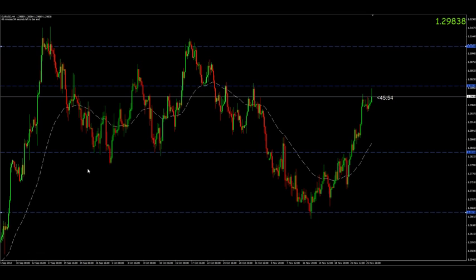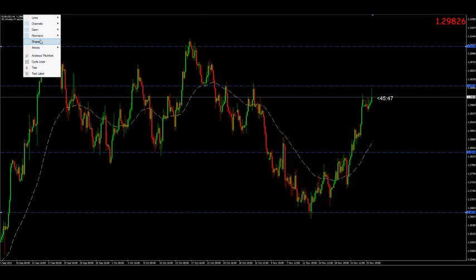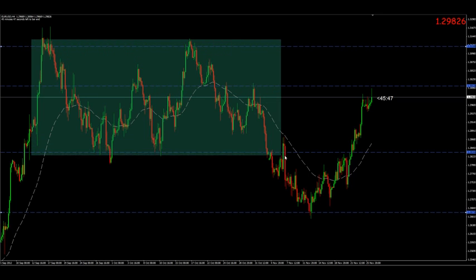Okay, how I identify ranges is I'll wait for price to hit a top, then hit a bottom, hit a top again, hit a bottom, and hit that top again. After that, it's a range, and a lot of traders will buy and sell within that range. So I'll highlight it.